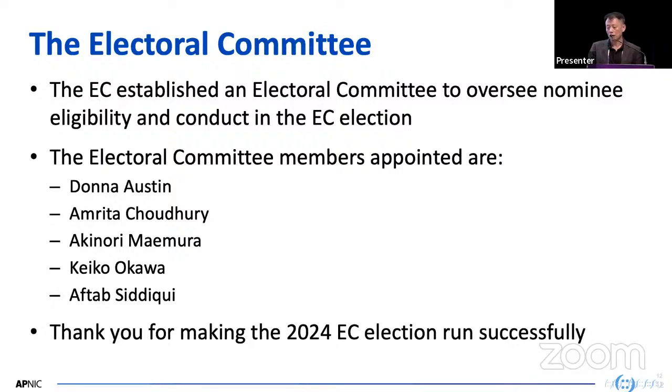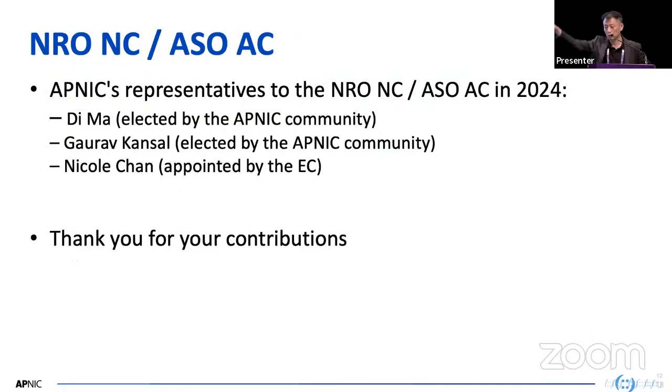The EC established an electoral committee to oversee nominee eligibility and conduct in the EC election. Particular thanks to the electoral committee this year. The members appointed are Donna, Arinta, Akinori, Keiko, and Aftes. Thank you for your continued contribution to making the APNIC 2024 EC election successful. We also have the NRO NC and ASO AC: the APNIC representatives to the NRO NC and ASO AC in 2024 are Dima, elected by the community, Garrod, also elected by the APNIC community, and Nicole Jan, appointed by the EC. Again, thank you for your contribution to the community.